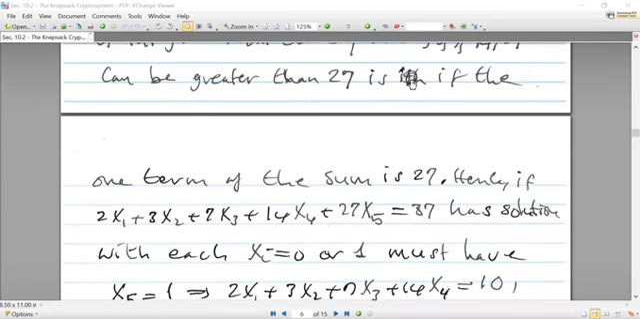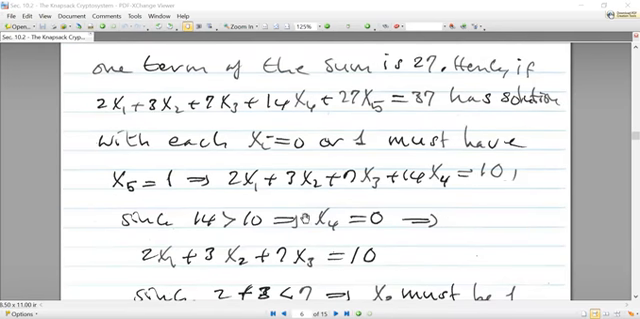in order to get 37. We cannot only use the first four terms, we must include the fifth term. I'm sorry, we must include the fifth term, which means x5 must equal 1. Because if x5 is 0, then the other terms are not going to make it to 37.